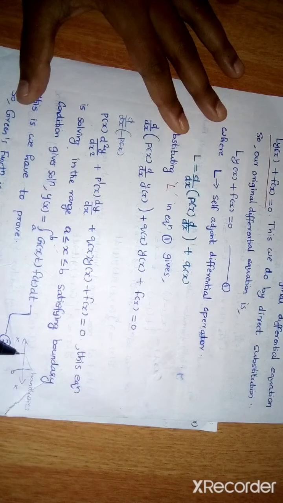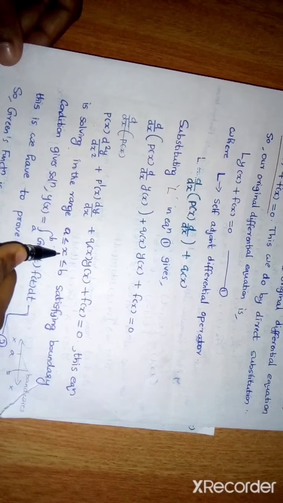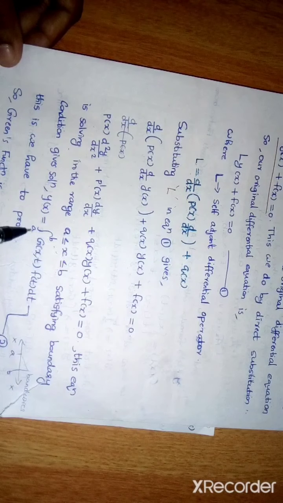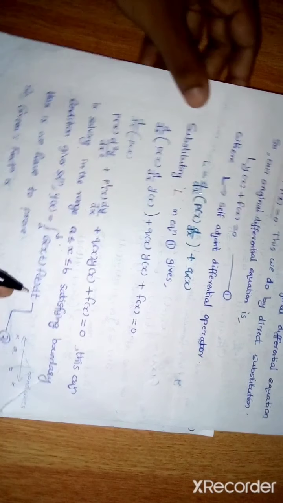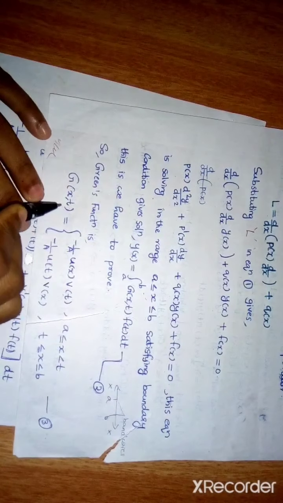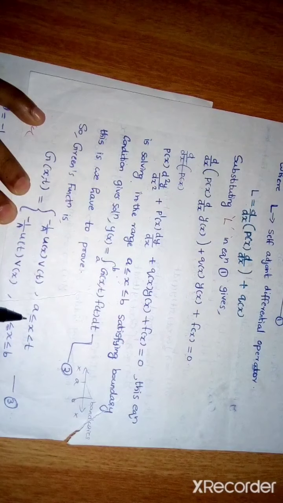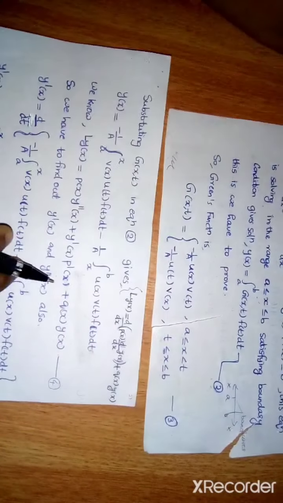Our boundary is a and b. Now we are solving this equation in the range a ≤ x ≤ b. Satisfying the boundary condition gives the solution y(x) = ∫ from a to b of g(x,t) f(t) dt, equation number 2. Now we are familiar with the Green function g(x,t) = -1/A u(x) v(t) in the interval a ≤ x < t, and the other value of g(x,t) is -1/A u(t) v(x) in the interval t < x ≤ b. Put this as equation number 3.